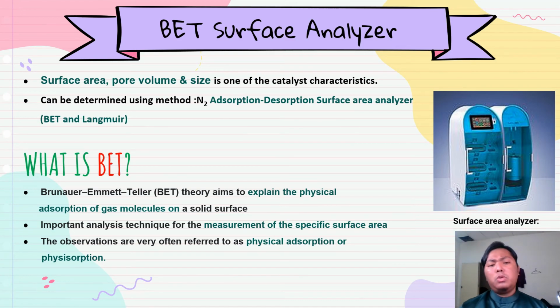So what is BET? BET refers to the Brunauer-Emmett-Teller theory that aims to explain the physical adsorption of gas molecules on a solid surface. It is a very important analysis technique for the measurement of specific surface area. These observations are very often referred to as physical adsorption or physisorption.